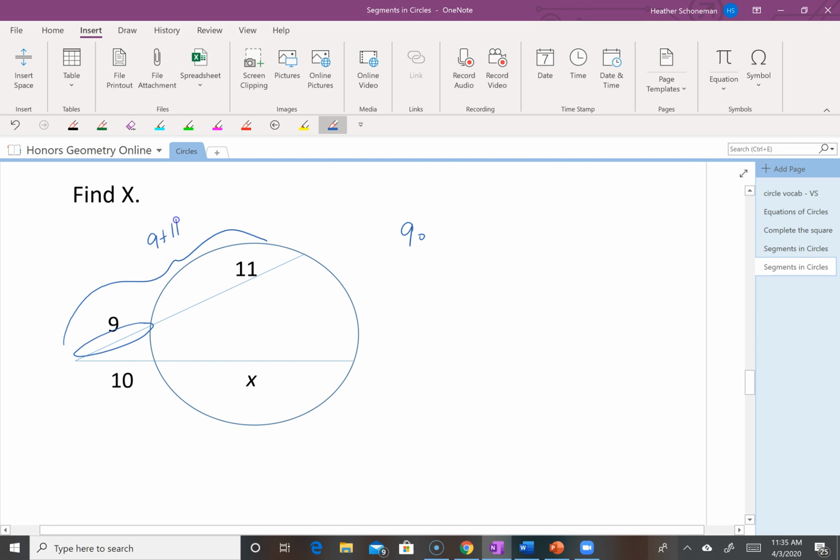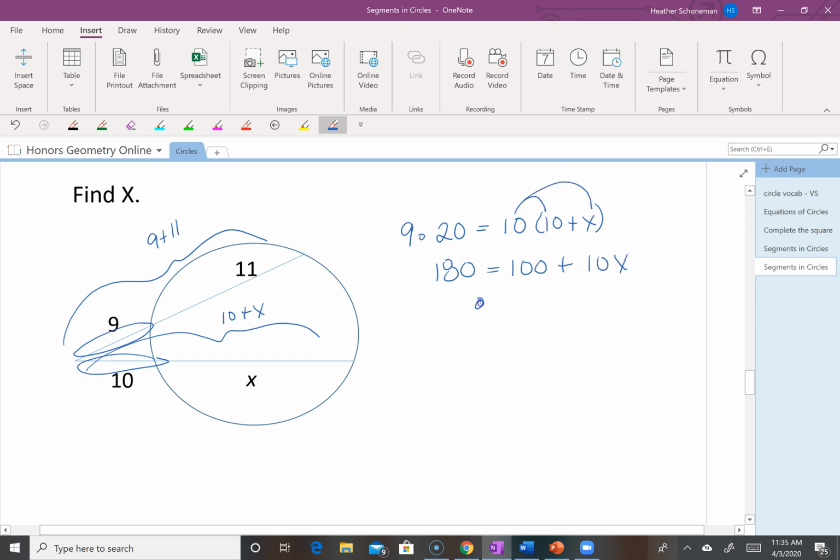Well, to get the entire length, we're going to do 9 times 11, which would be 20, equals the part that's outside, which is 10, times the whole length, which is 10 plus x. It's not 10 times x, because remember over here, what is numbers, you knew you had to add. Okay, so this is going to give me 180 equals 100 plus 10x when I distribute. Subtract 100, so I get 80 equals 10x, so x equals 8.